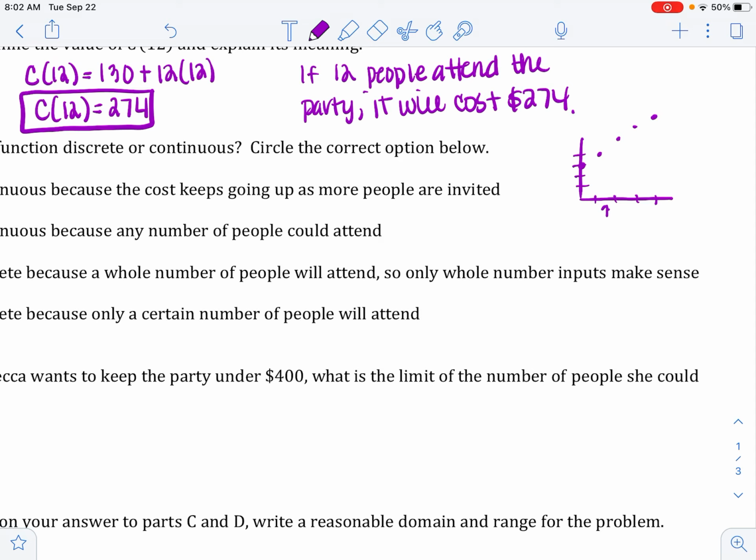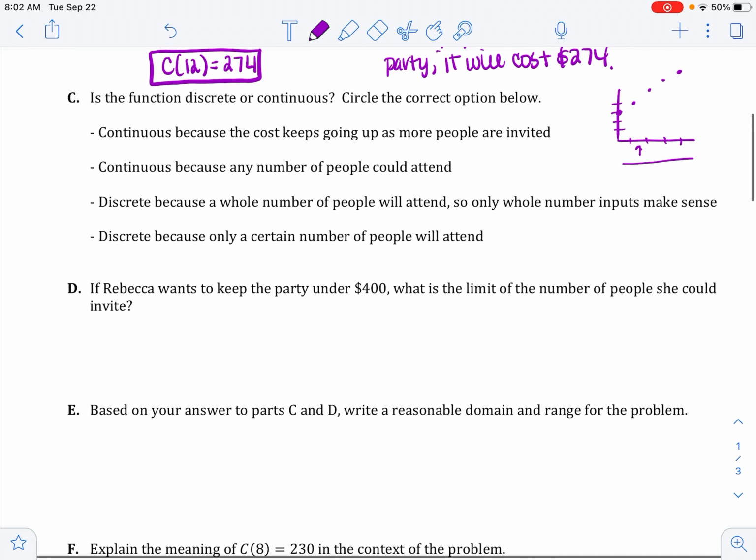I can go over X and up that much to figure out what that value is. Now remember, this is people, and people is a whole number. I can't say the cost of 1.6 people. That doesn't make sense. So first off, I know it's discrete. It's not continuous. I'm not connecting these.